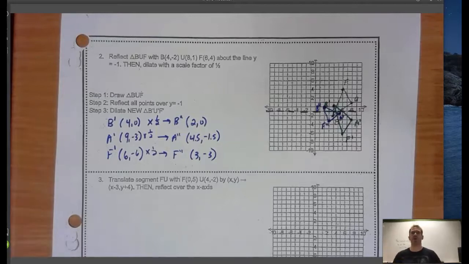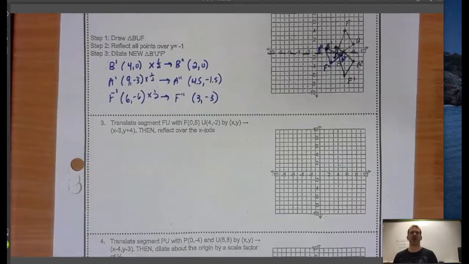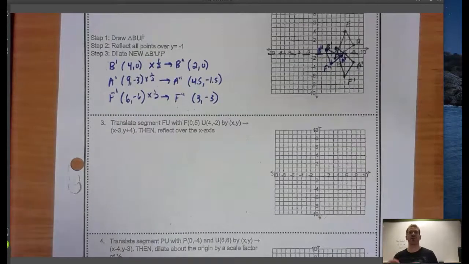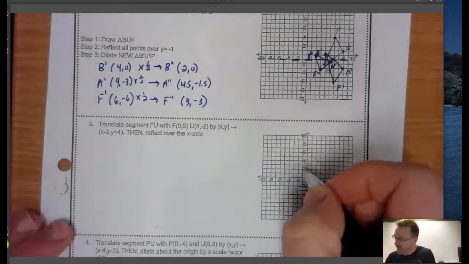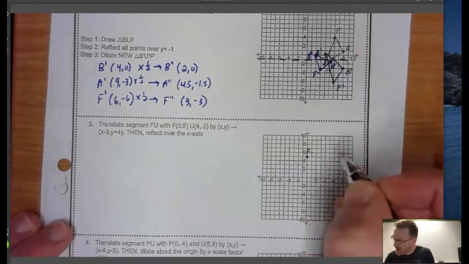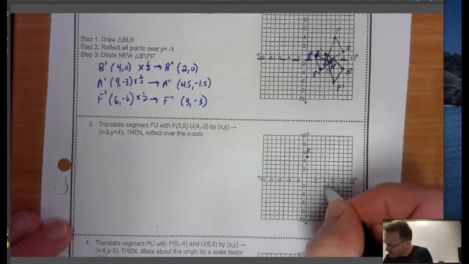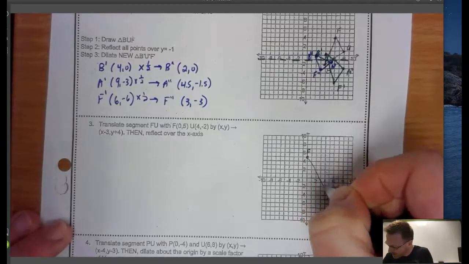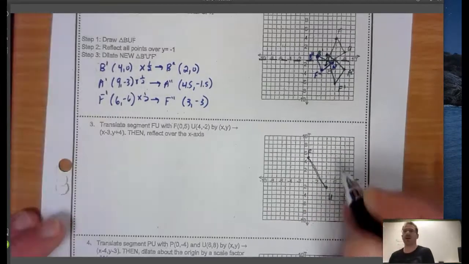So let's do one more together. We'll do number 3 together, and then I'll let you do the rest on your own. Once again, we're going to start with a segment here. So we have FU. F is 0, 5 right here. And then U is 4, negative 2. So there's our segment, FU, right there.